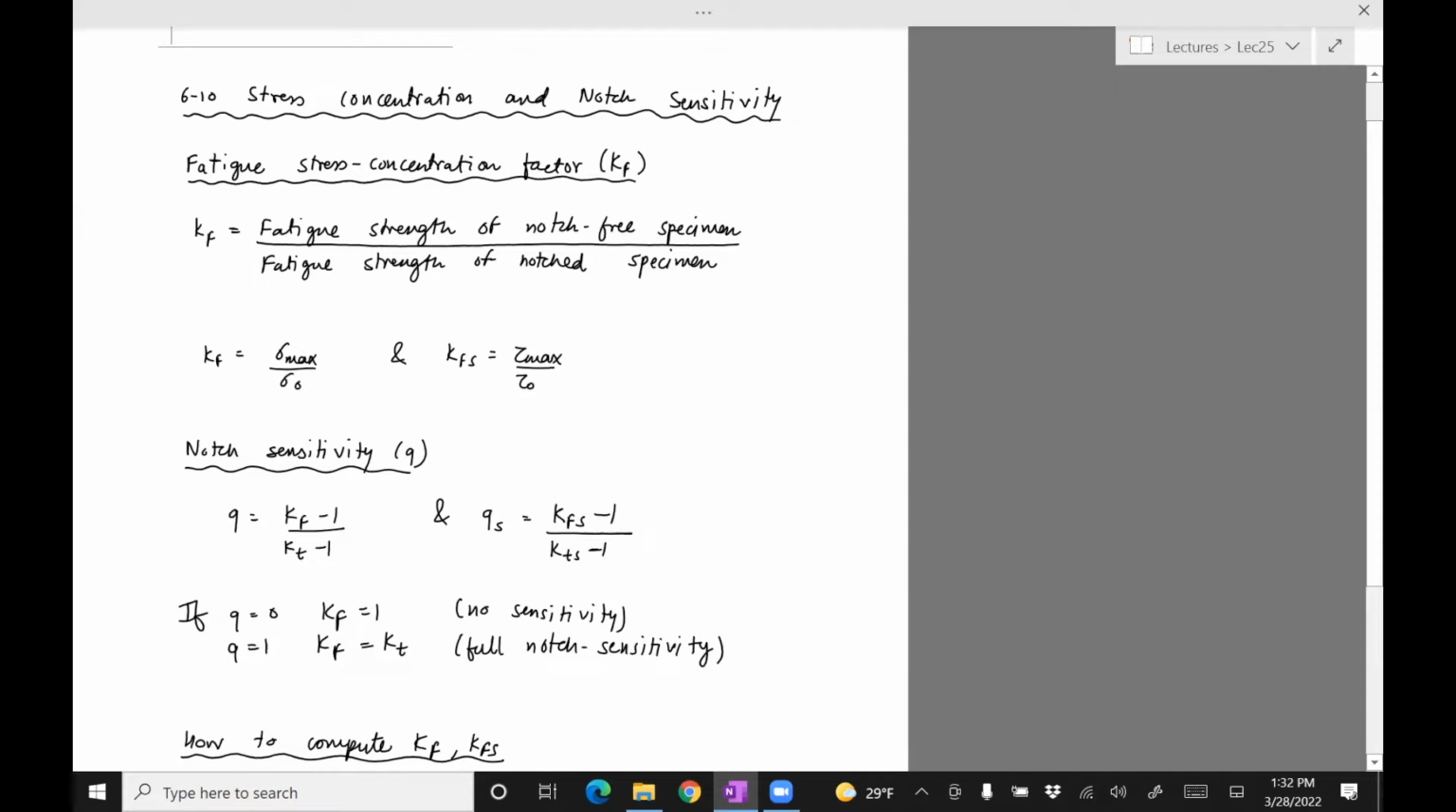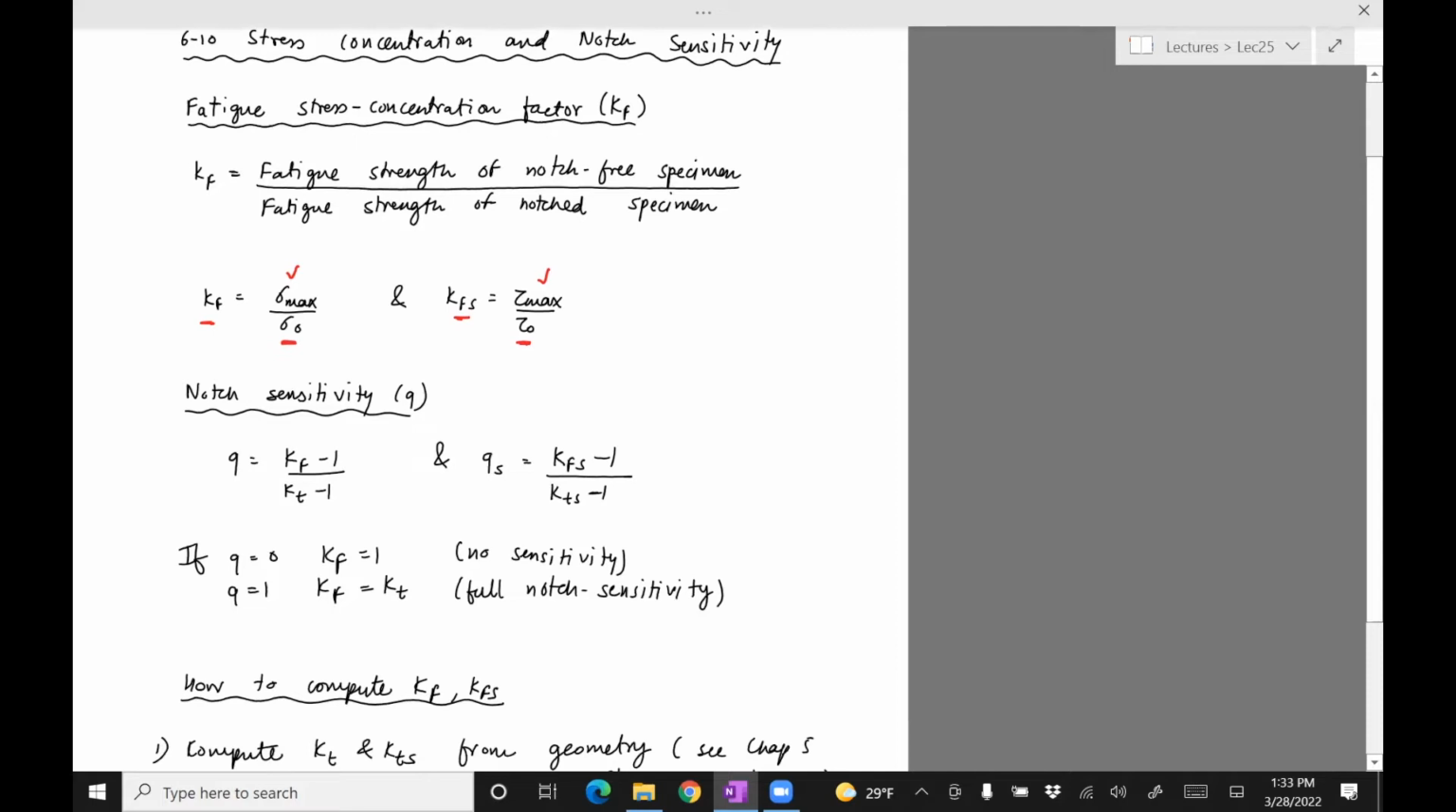It's defined as fatigue strength of notch-free specimen divided by fatigue strength of notch specimen. Okay, so here is the factor Kf. So you will compute the stress either in bending, which will be sigma 0, or axial loading, which will be sigma 0, or shear, which will be tau 0, multiplied with Kf, and that will give you the maximum stress. So we are after this maximum stress.